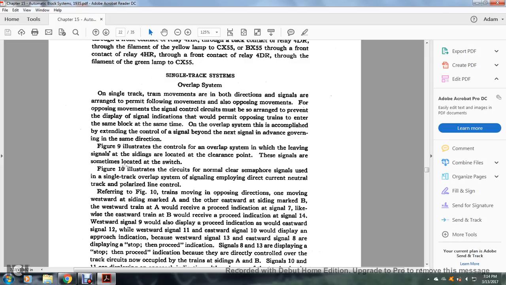The overlapping system is accomplished by extending the control of the signal beyond the next signal in advance governing movement in the same direction. Figure 9 illustrates the control of an overlap system with the signals leaving the sidings located at the clear points, but the signals are sometimes located at the switch. Figure 10 illustrates the circuit of normal clear color light signals in a single track overlapping system, employing direct current neutral track and polarized line control.